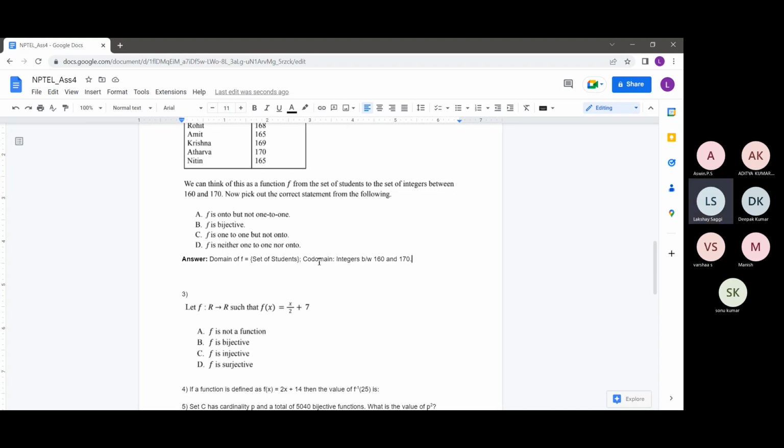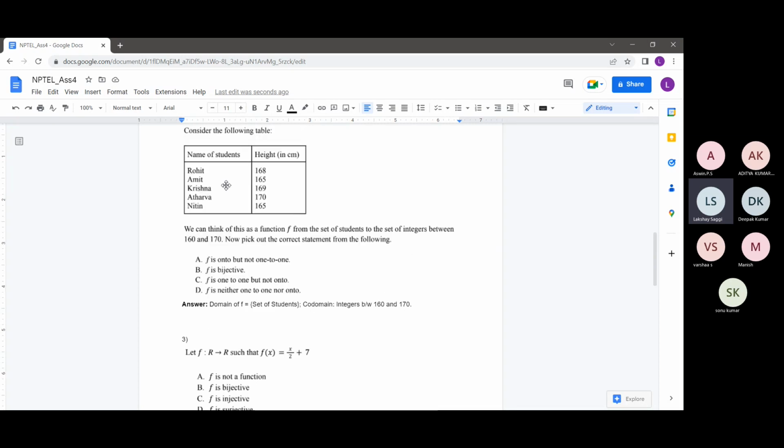So the domain is the set of students, and the codomain is the integers between 160 and 170. And we are given that f of Rohit is 168, f of Amit is 165, and we are given these five values. So now we need to find whether f is one-one and onto. We need to check these two properties for answering this question.